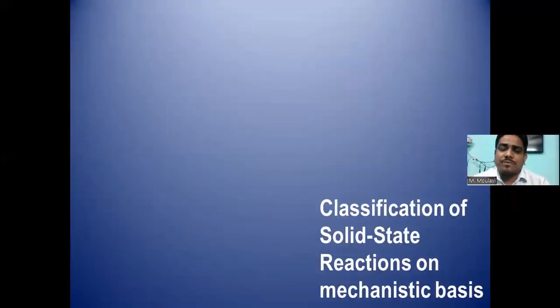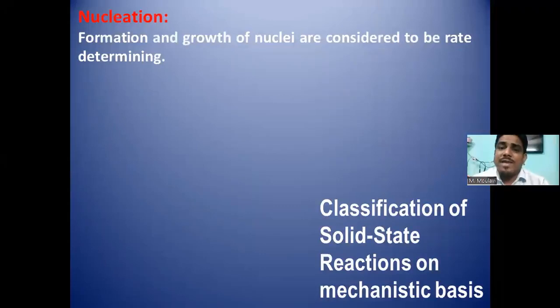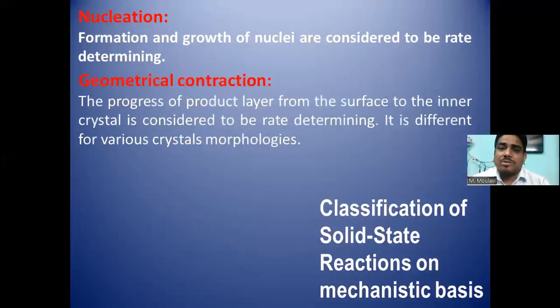Then we will look at the classification of solid state reaction on the mechanistic basis. In case of solid state reaction, there are different phenomena that take place like nucleation, then diffusion, etc. On that mechanistic basis, solid state reactions are classified; first type is the nucleation. The formation of active sites on the surface of solid is known as the nuclei, and these nuclei are responsible for the reactivity of the solid surface. So formation and growth of the nuclei are considered to be the rate determining step in case of the solid state reaction.